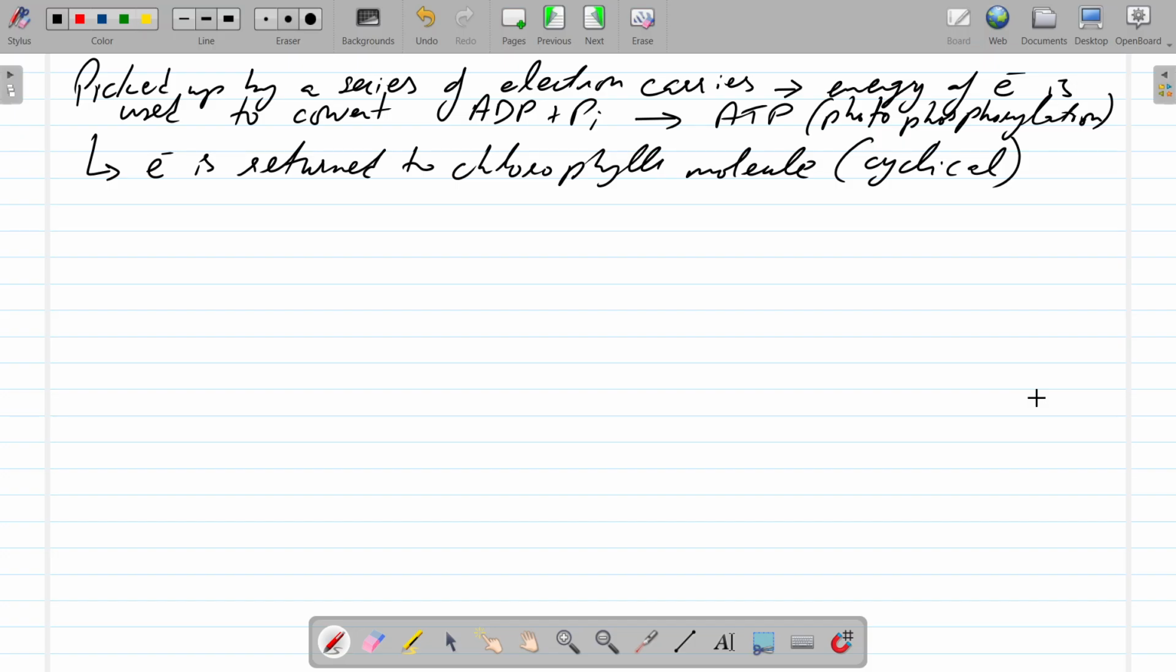Oh, by the way, we talked about the two photosystems, right? In this cyclic photophosphorylation, it is only photosystem 1, PS1, that is involved. Only PS1.